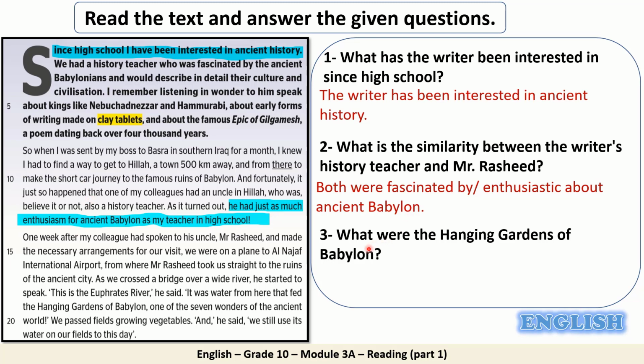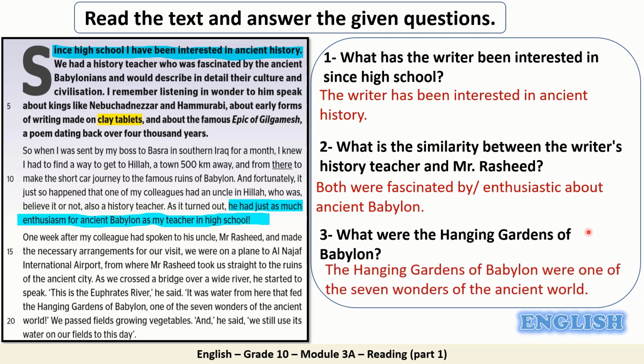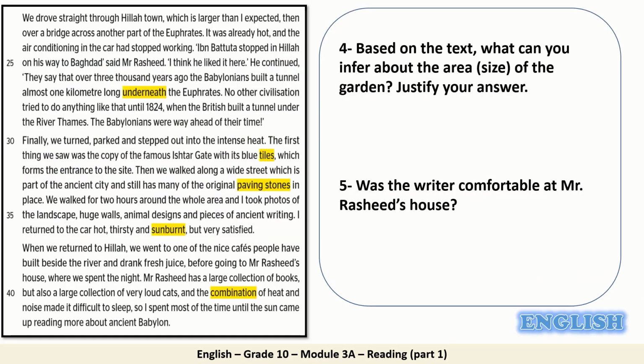Number 3, what were the Hanging Gardens of Babylon? The correct answer is, the Hanging Gardens of Babylon were one of the 7 wonders of the ancient world. And the answer is quite evident here. Well done, students. Dear students, you will pause the video once again to read the remaining part of the text and answer the 2 questions. Read the question carefully.